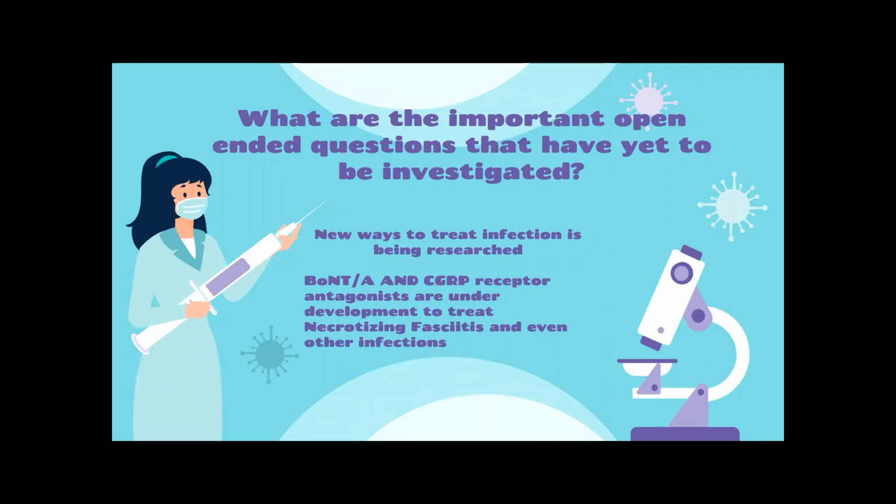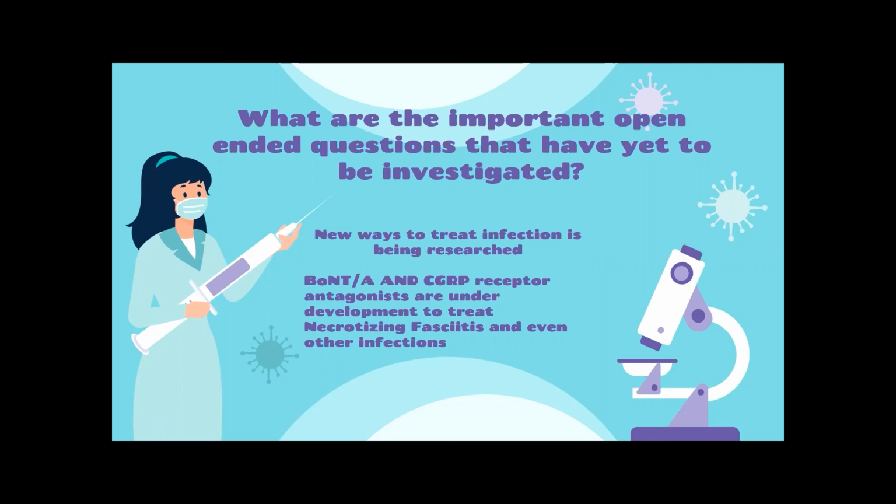What are the important open-ended questions that have yet to be investigated? New ways to treat this infection are being researched. One of the ways scientists have found to treat this infection is BoNT/A. BoNT/A is a bacterial toxin that blocks neurons from releasing CGRP, which is a protein that is released around the brain. When too much is being released, it causes inflammation and pain.